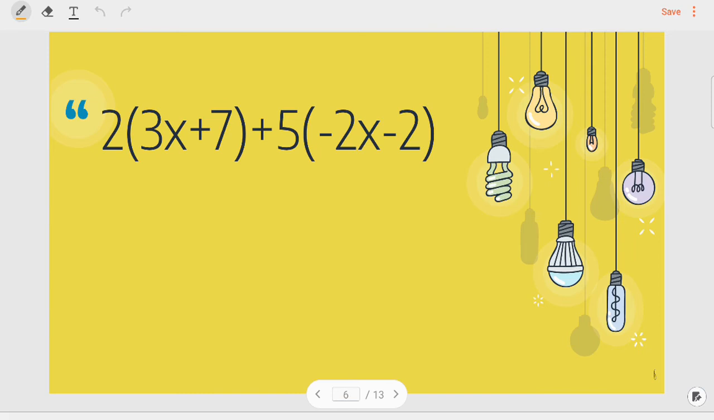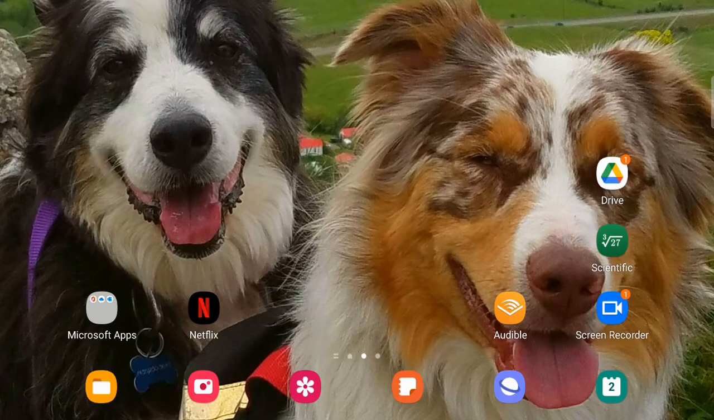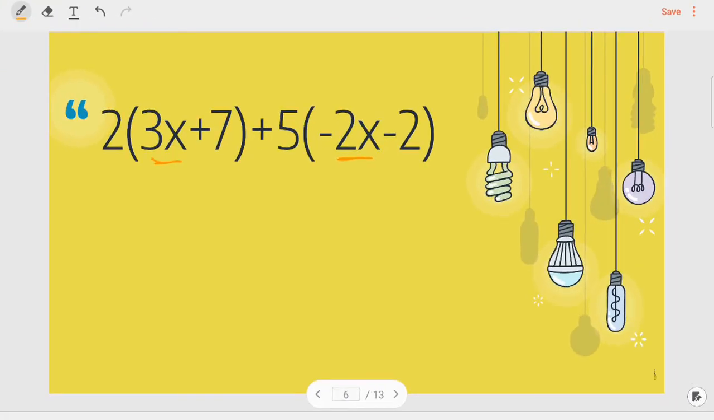Let's try another one together to make sure we get the hang of this. So I see on this problem that there's multiple parentheses. I've got 3x and I've got negative 2x, but remember, they're both inside parentheses, but they're not inside the same parentheses. So I need to get them all outside of parentheses. Note to self, parentheses first.